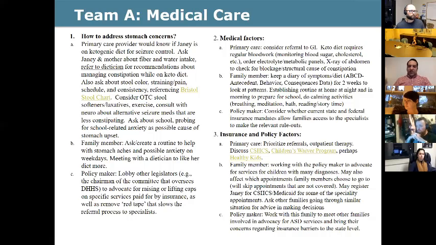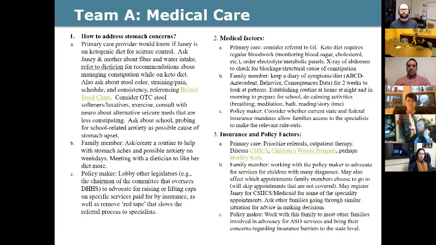Medical factors: if with the ketogenic diet, the other first line defenses weren't working for constipation, the primary care doctor might refer out to a GI. Make sure they're monitoring regular blood work, especially blood sugar, cholesterol, order electrolyte and metabolic panels, maybe do X-rays just to rule out blockages.